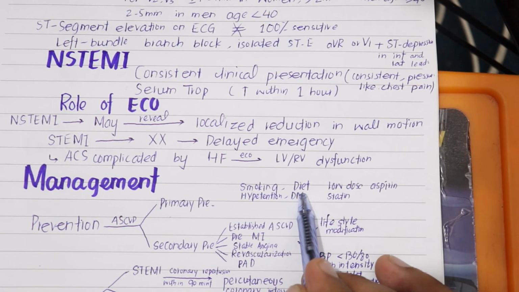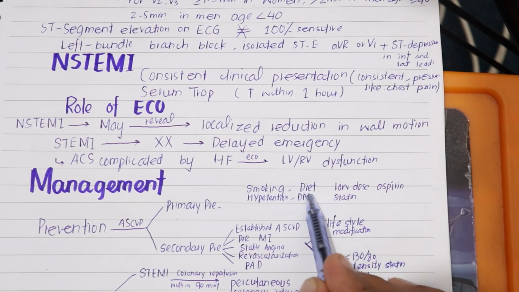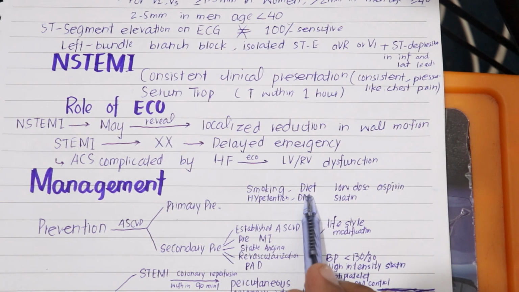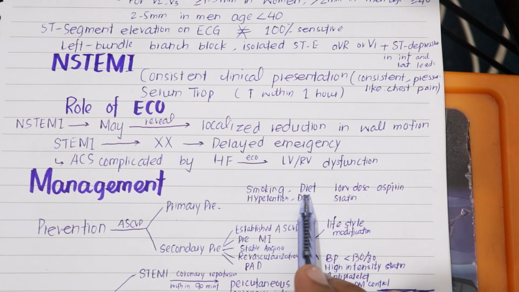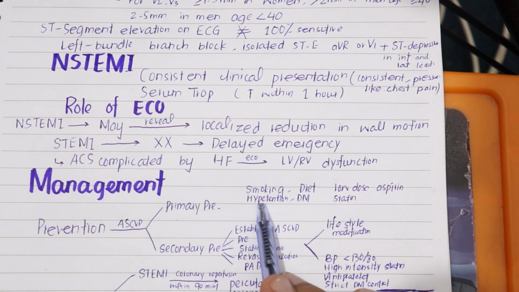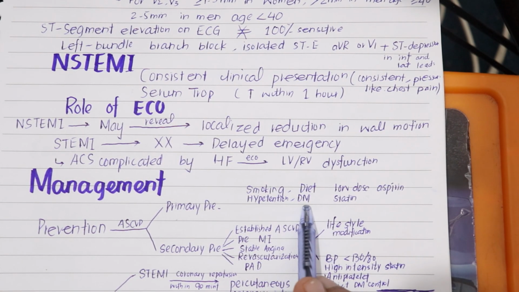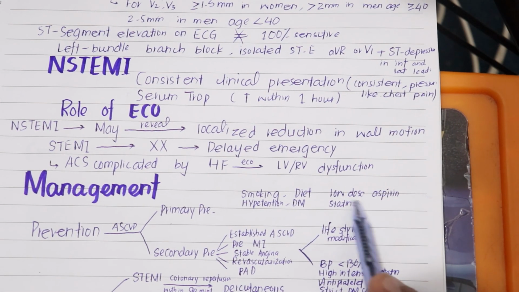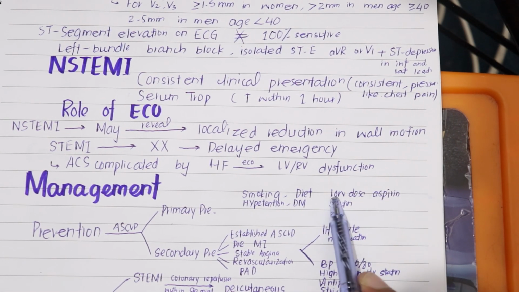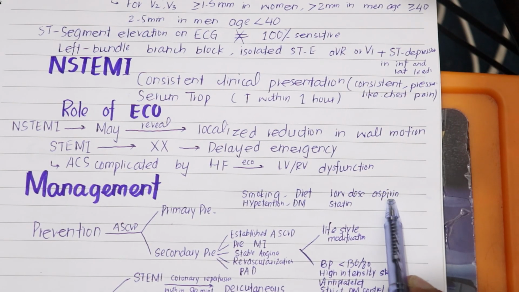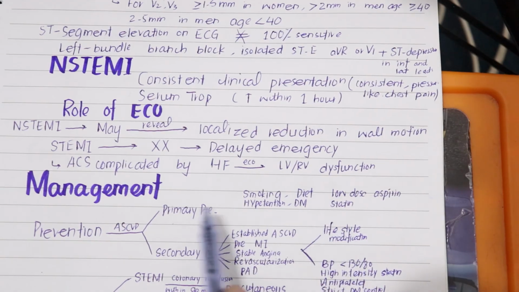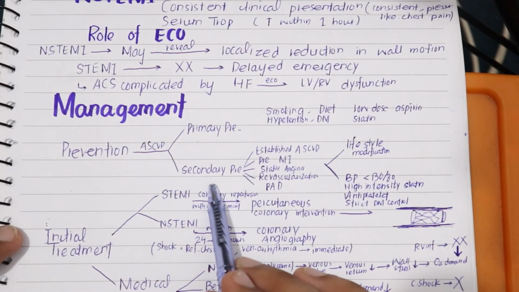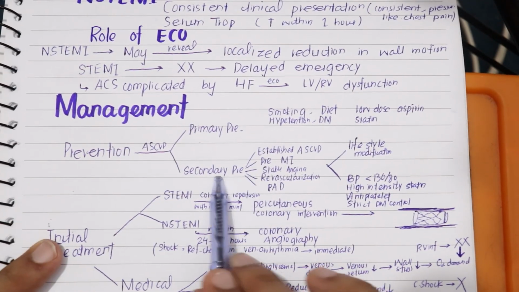Don't eat saturated fat. Although the new research is saying that you can eat saturated fat, according to the conservative diet, less saturated fat. Hypertension: there should not be high blood pressure, control your diabetes mellitus. While there is no firm indication of low dose aspirin, you can use it, as well as low dose statin, in primary prevention. While in secondary prevention, in what patient would there be secondary prevention?